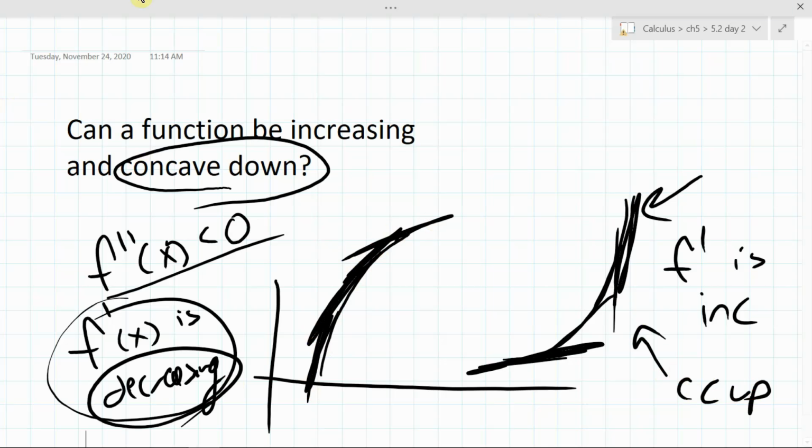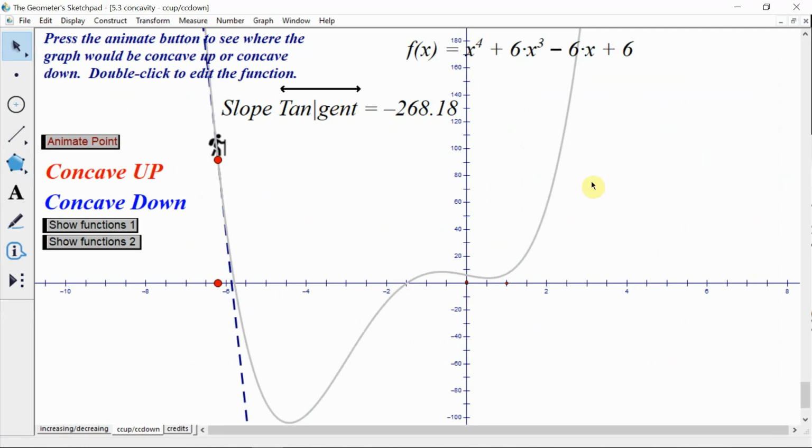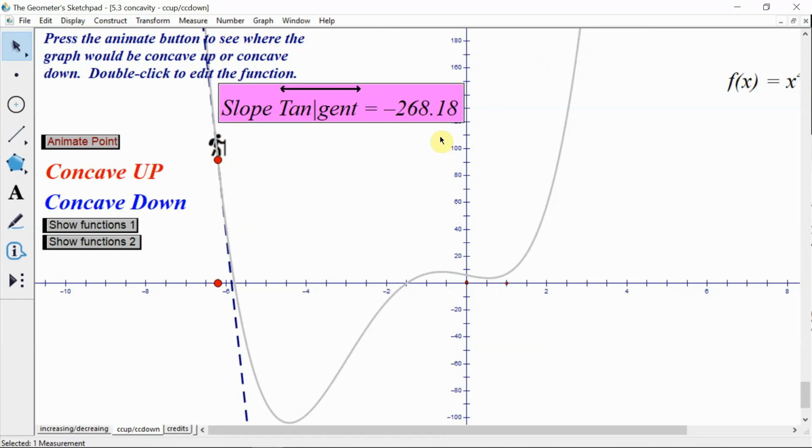So just to illustrate this a little bit further, because this is a key component here, here is a little sketch. You've got a little mountain climber here. You have a point, you have a tangent line, you have some function, but nobody cares what that is. Look at this slope. The slope at that moment is negative 268.18, which tells us that this function is decreasing, right? Y values are going down. The y value is positive, but it's decreasing.